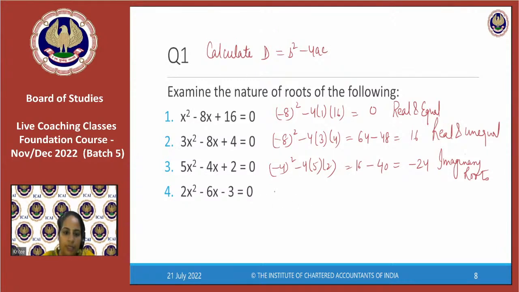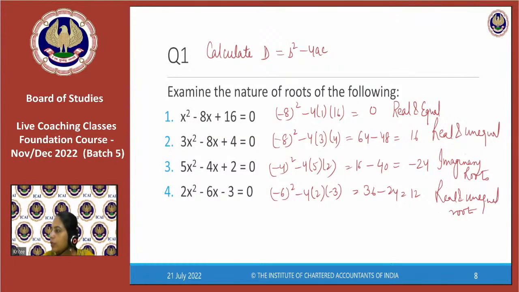Okay. And the last one, minus 6 whole square minus 4 into 2 into minus 3. 36, 4 3s are 12, 2s are 24. 12. Again, real and unequal roots. Okay, I hope this is understandable. This was an easier one for the concept clarity.